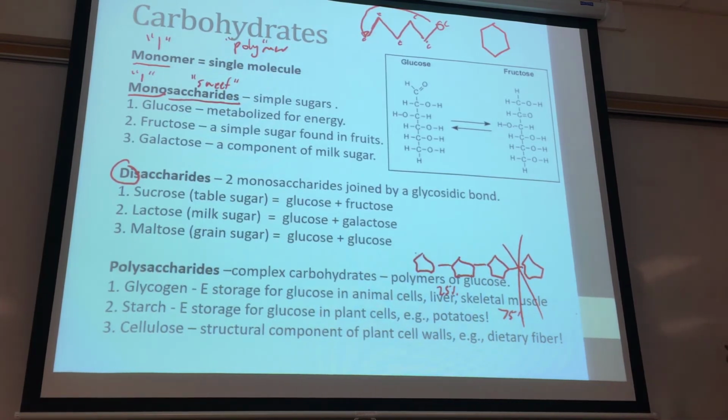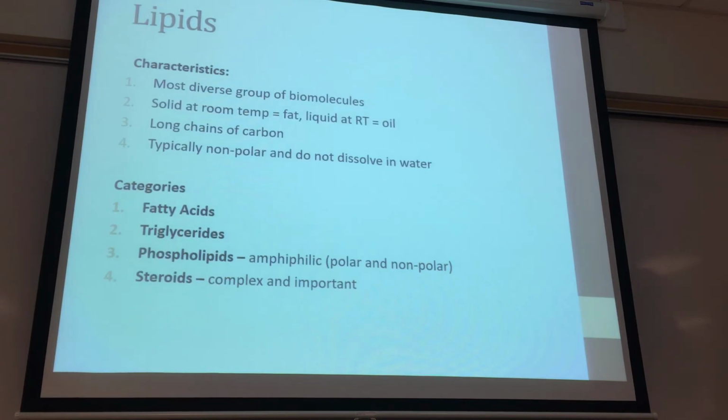And when you look at glucose next Thursday, you'll see that ring form, and we'll talk about how it gets broken down. We won't get into the real molecular breakdown, but we will get to the gist of the conformational changes that occur to break down and release our form of energy from it. So that is our carbohydrates. Let's take a look at lipids.